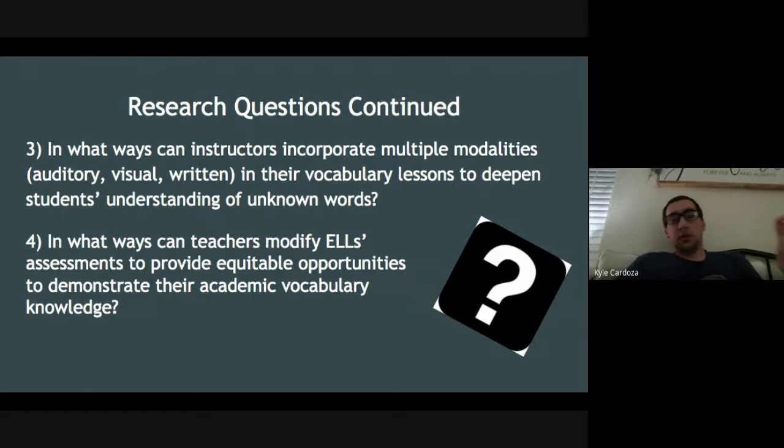The third question, in what ways can instructors incorporate multiple modalities, so auditory, visual, written, in their vocabulary lessons to deepen students' understandings of unknown words? And in what ways can teachers modify English language learners' assessment to provide equitable opportunities to demonstrate their academic vocabulary knowledge? So again, we want to build on the foundation that is academic vocabulary for these students.